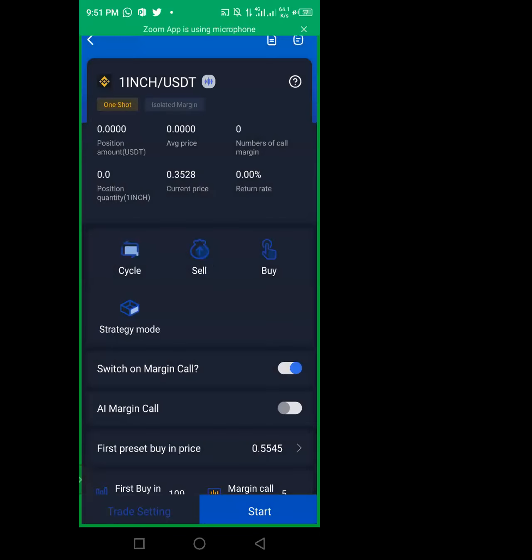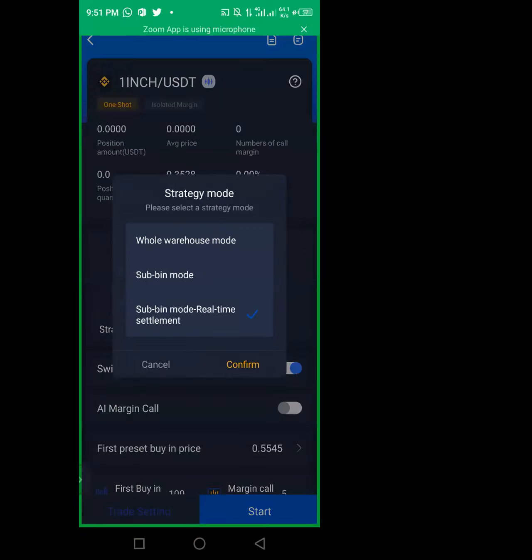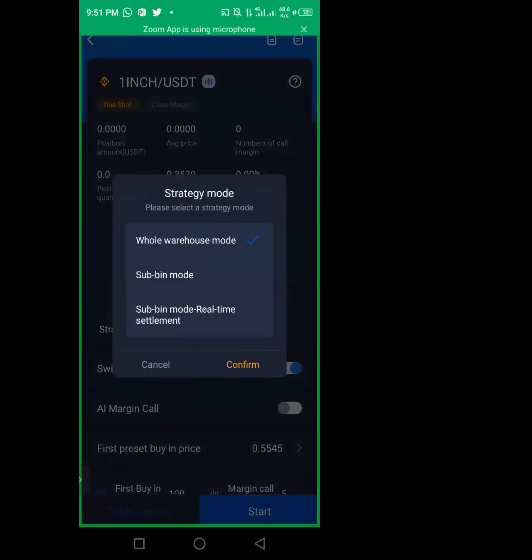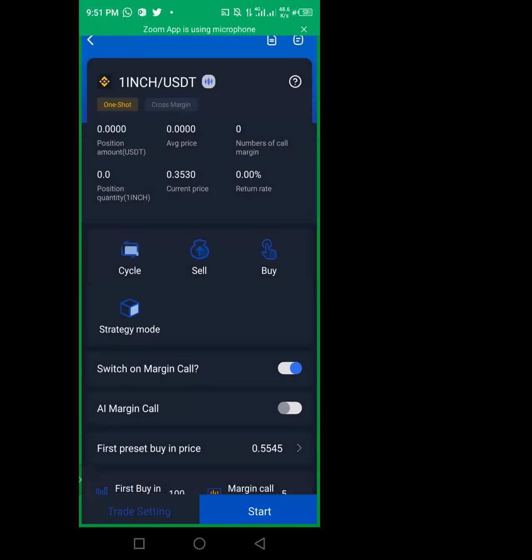Now, if the robot buys your margin 1, maybe you forgot and left it on hold on your whole position, in whole warehouse mode. If the coin drops by 1%, it buys your margin 1. It drops by 2%, it buys your margin 2. It drops by 3%, it buys your margin 3. It drops by 4%, it buys your margin 4.